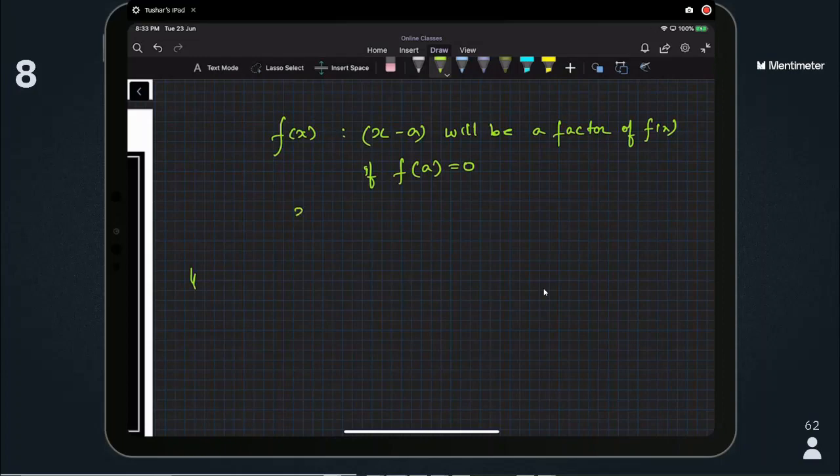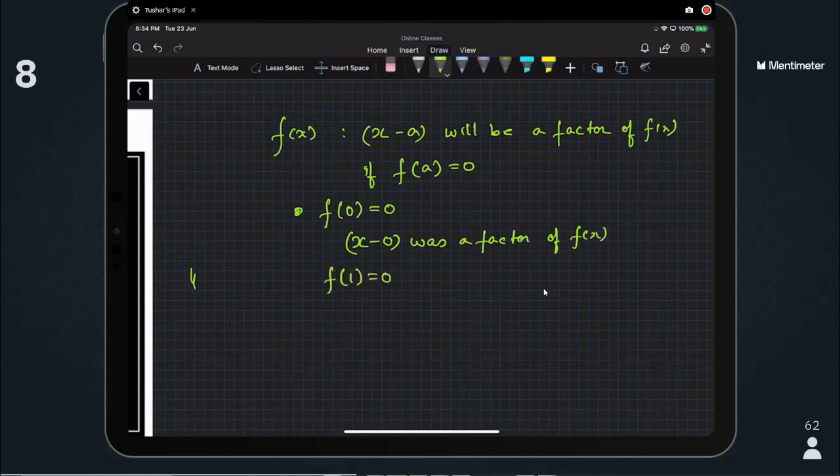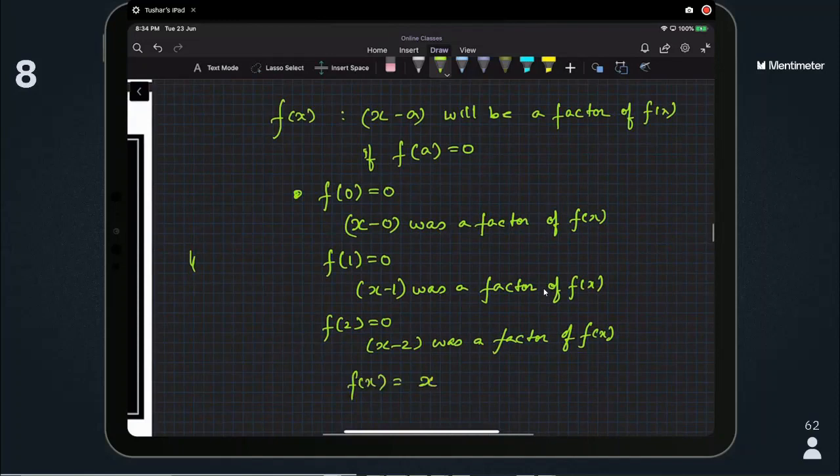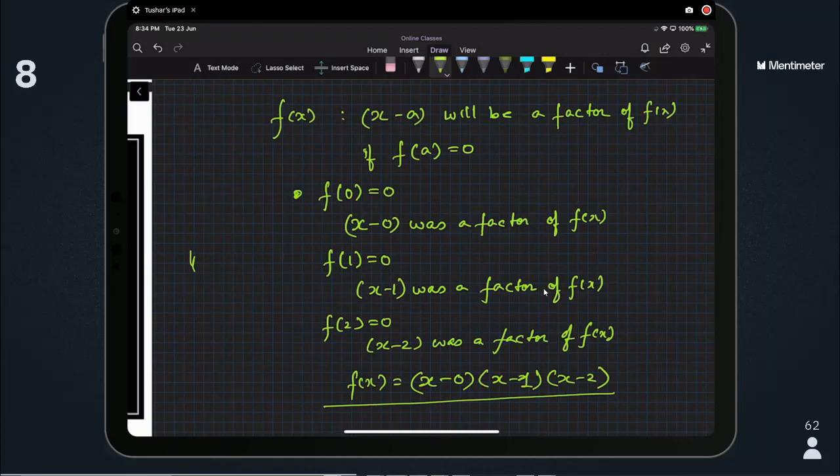Now, if f of 0 is equal to 0, that means x minus 0 was a factor of that f(x). Similarly, if f of 1 was also 0, that means x minus 1 was also a factor of f(x). And since f of 2 is also 0, then x minus 2 is a factor of f(x). That means there are three factors for sure. So f(x) is x minus 0 times x minus 1 times x minus 2. Hence if you multiply this, this is nothing but x times x square minus 3x plus 2. Hence x cube minus 3x square plus 2x.